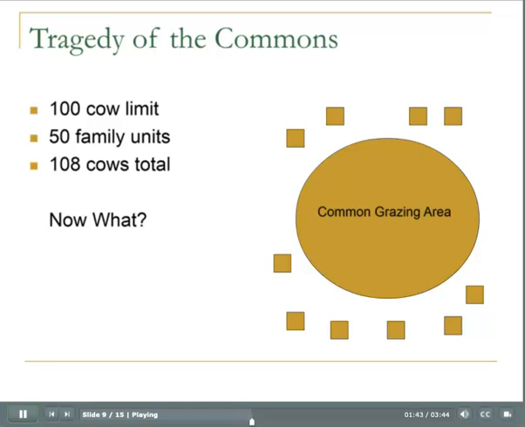Well, now what? Can you just say you're not allowed to bring more than 2 cows? But they can come back and say, well, I've brought more cows every day my whole life. My father used this commons and had 5 or 6 cows. My grandfather had several cows. You have no right to tell me that I can only bring in 2 cows. And so they bring in their 4 or 5 cows.